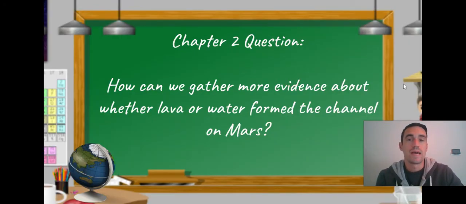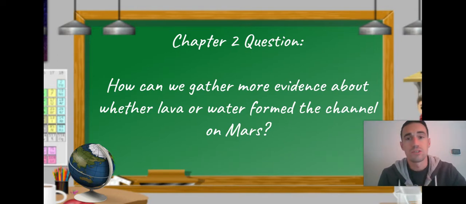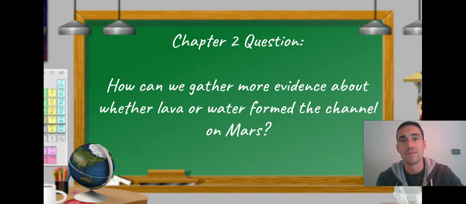So, looking back at our chapter 2 question that we looked at last week, we asked how can we gather more evidence about whether lava or water formed the channel on Mars? And our big answer to that question was simply models. Because we're not on Mars, it's a lot harder for us to actually study that channel and what's around it. So by making models of what we see happening on Earth, we can compare the outcome of those models to the ones on Mars. And we can do that using computer simulations like they did for Venus.